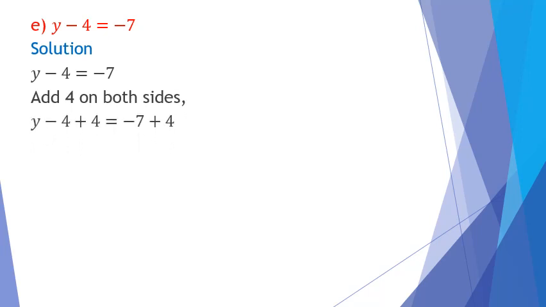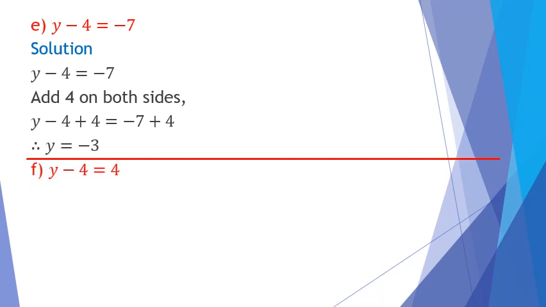Next, E. y minus 4 equal to minus 7. So to remove 4 from LHS, you can add 4 on both sides. So we get y minus 4 plus 4 equal to minus 7 plus 4. While solving LHS and RHS, we get y equal to minus 3.